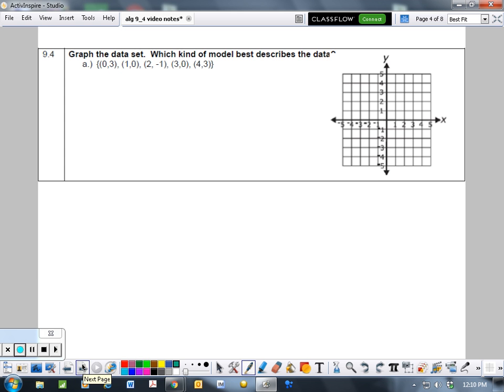So we have (0, 3), (1, 0), (2, -1), (3, 0), and (4, 3). When we're looking at that, that looks like a genuine U shape, which is a quadratic.